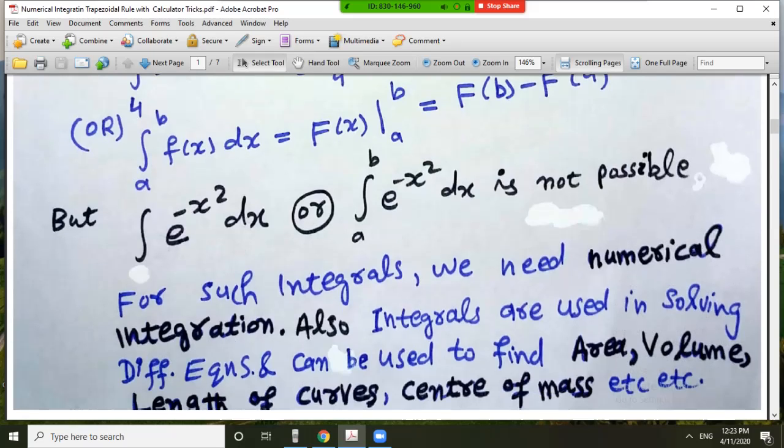But if we have a function like e power minus x square, we cannot find its antiderivative, or we cannot integrate it indefinitely or definitely, because there is no function whose derivative is e power minus x square. So this is the main issue: we need numerical integration for such integrals.